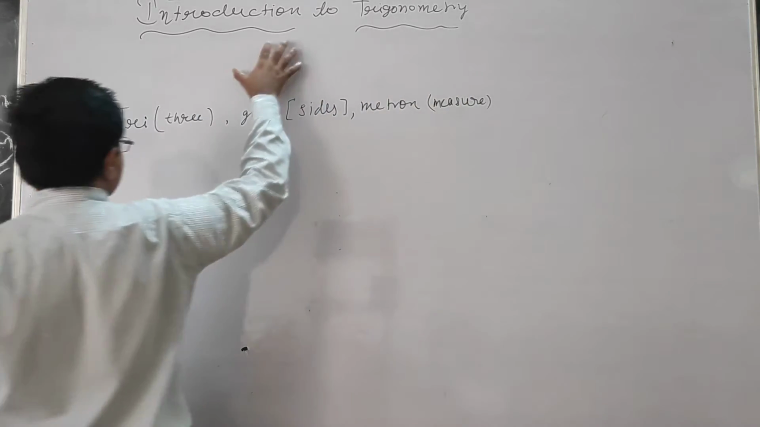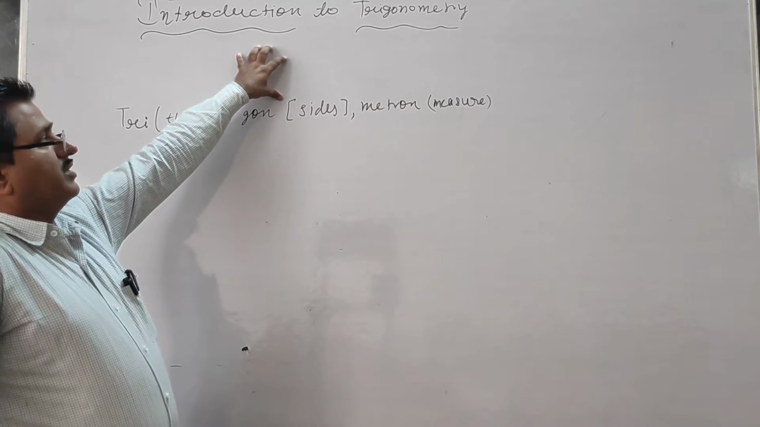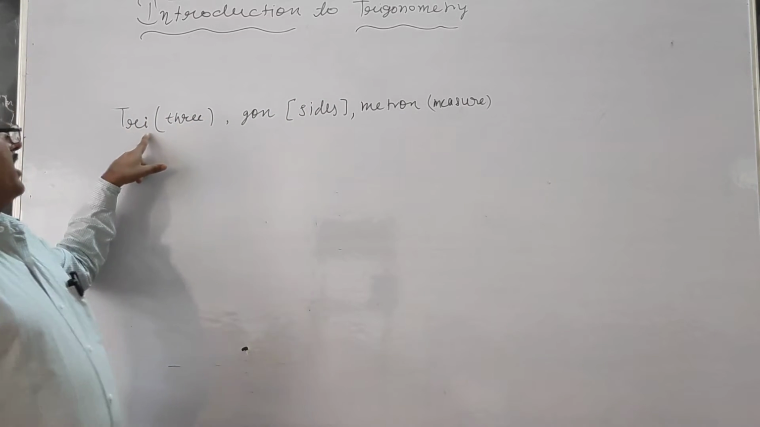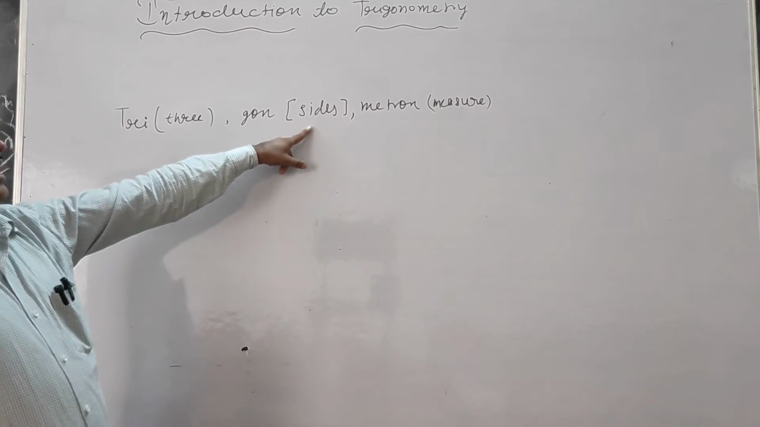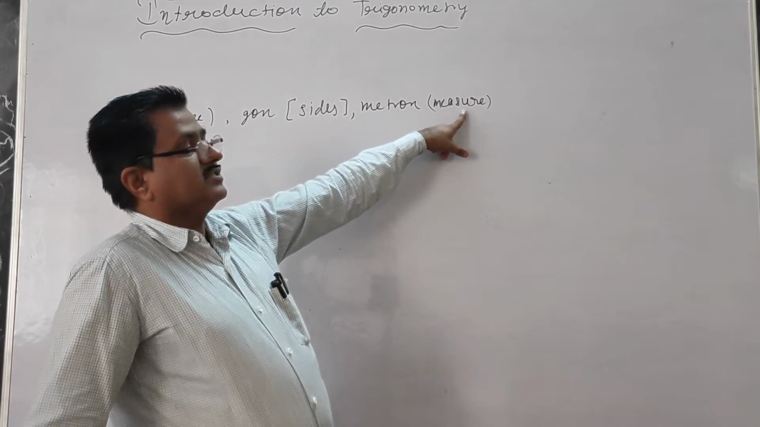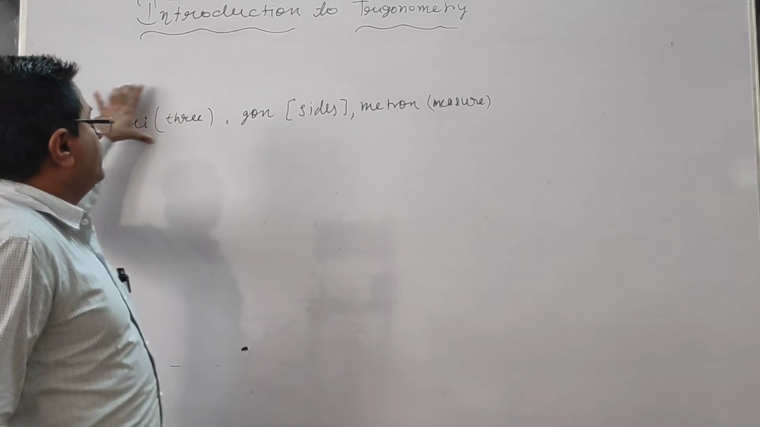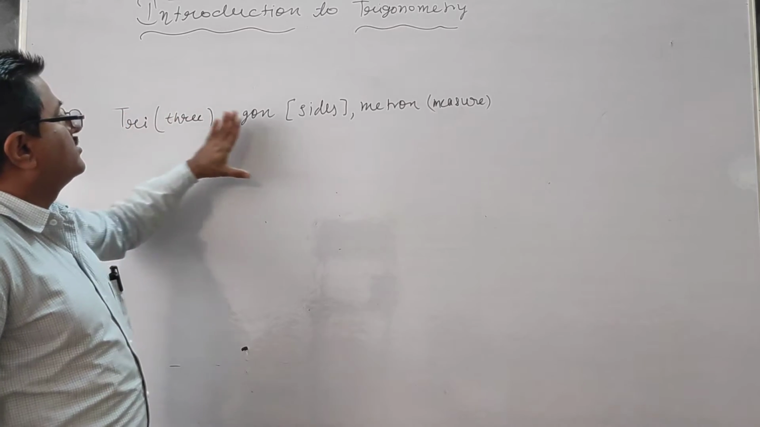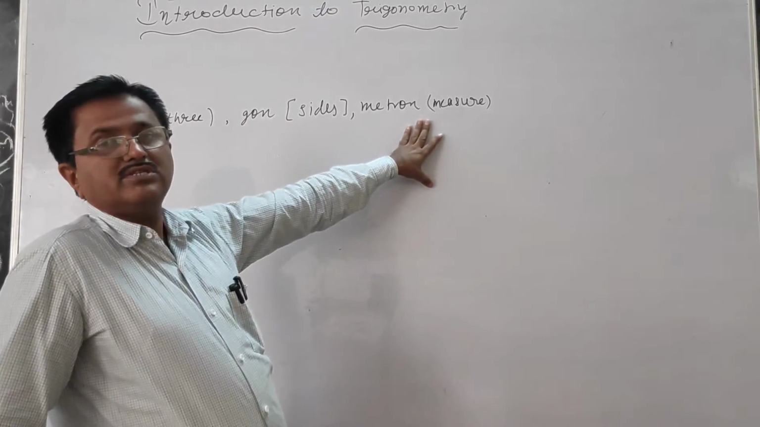Now we see that trigonometry comes from a Greek word, where tri means three, gon means sides, and metron means measure. So this is the meaning of the Greek word trigonometry: tri means three, gon sides, and metron means measure.